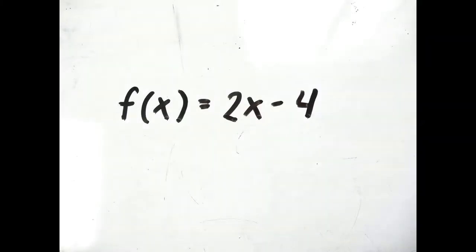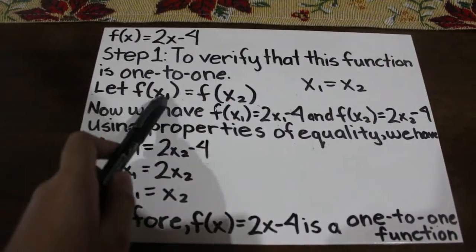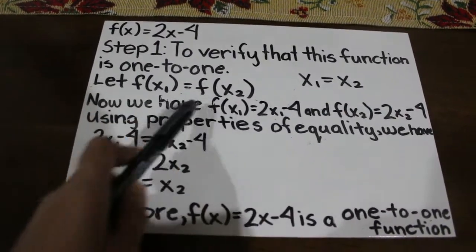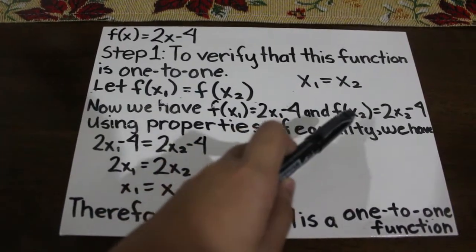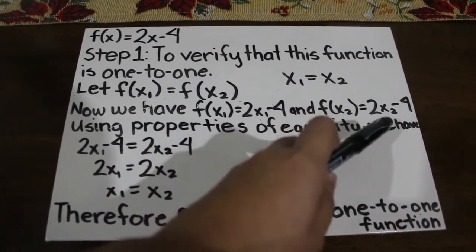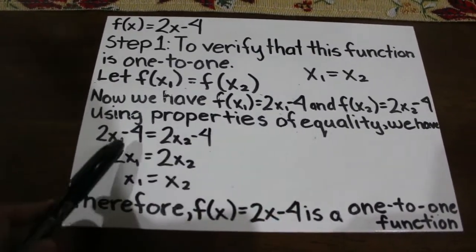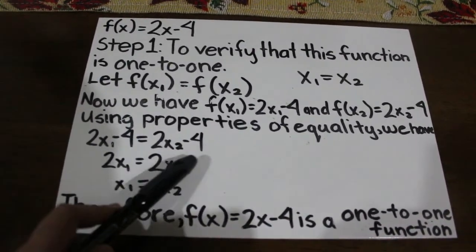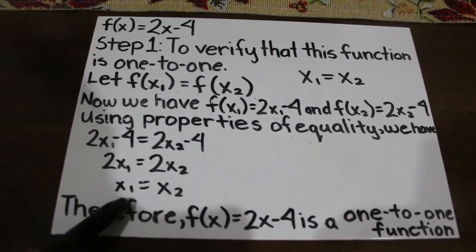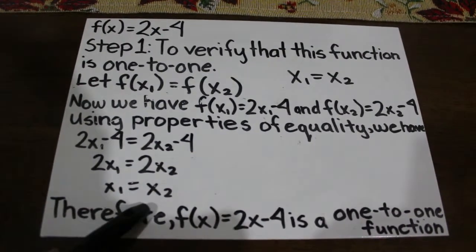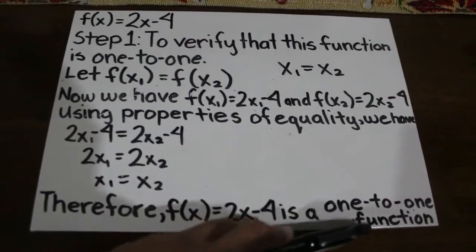f of x equals 2x minus 4. Step 1. To verify that this function is one-to-one, let f of x sub 1 be equal to f of x sub 2. Now, we have f of x sub 1 equals 2x sub 1 minus 4 and f of x sub 2 equals 2x sub 2 minus 4. Using properties of equality, we have 2x sub 1 minus 4 equals 2x sub 2 minus 4. Then, 2x sub 1 equals 2x sub 2. Then, finally x sub 1 equals x sub 2. Therefore, f of x equals 2x minus 4 is a one-to-one function.